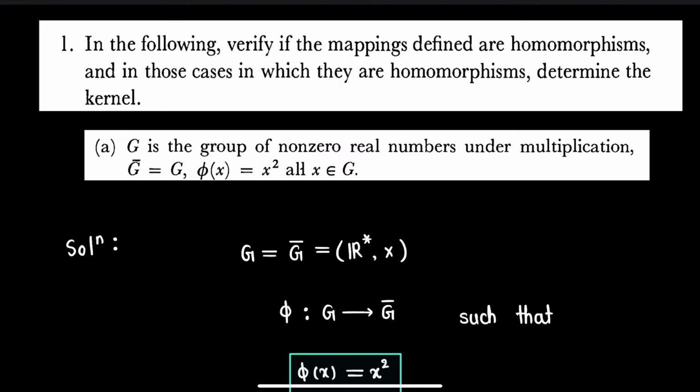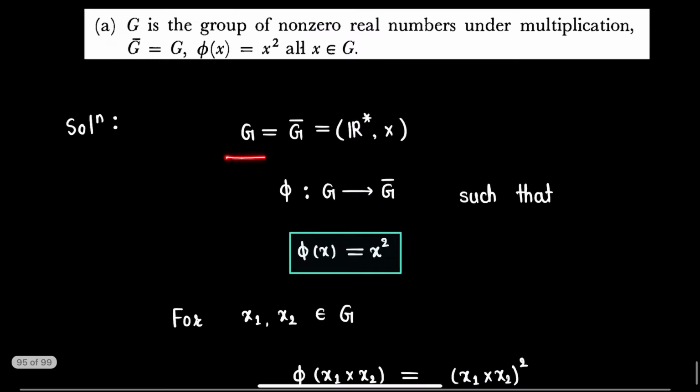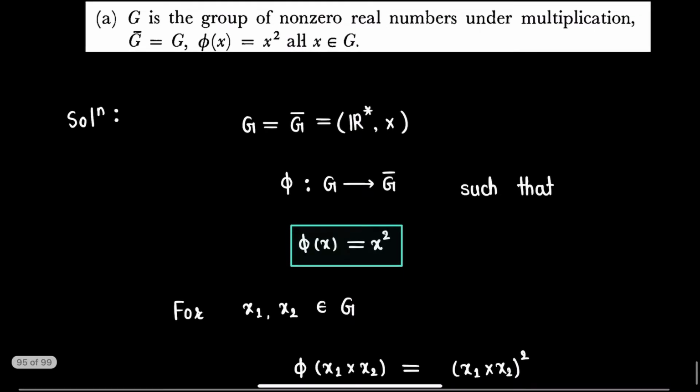So here G is the group of non-zero real numbers under multiplication, G is the same as G bar, and phi is defined as phi of x equals x square for all those elements x in group G. Here I have written G equals G bar equals the set of all non-zero real numbers. This is the symbolic representation for non-zero real numbers, the binary operation is multiplication, and phi is defined in this way. Then we have to check whether this phi is a homomorphism or not.